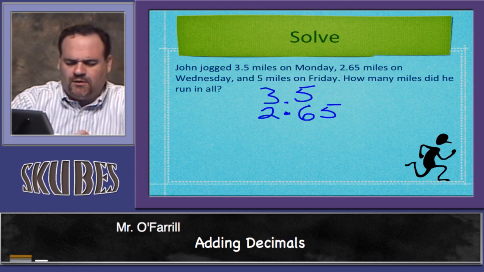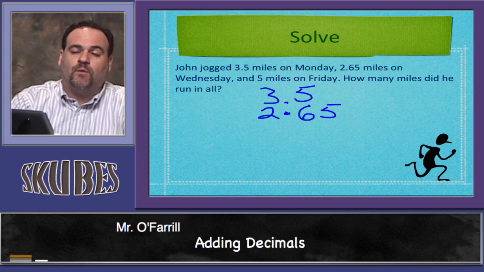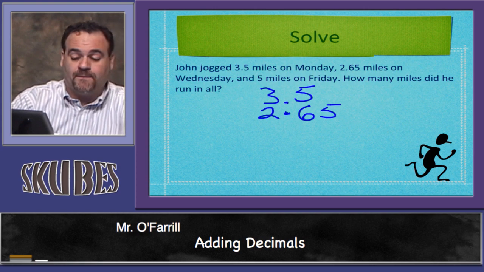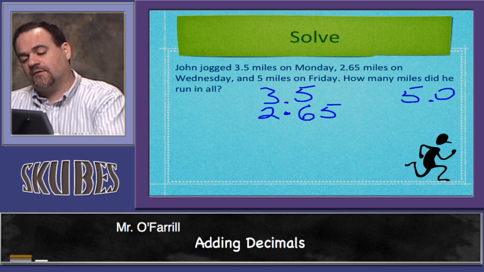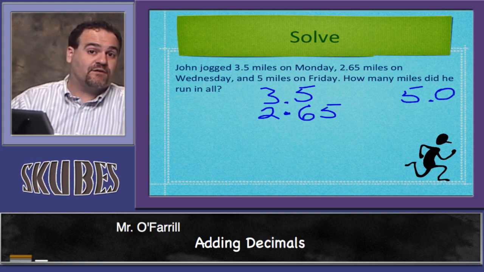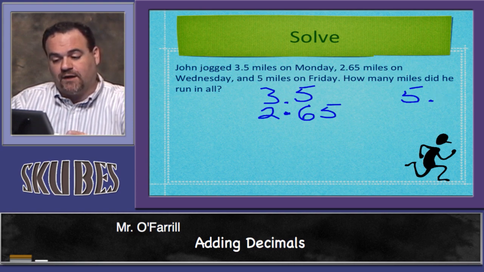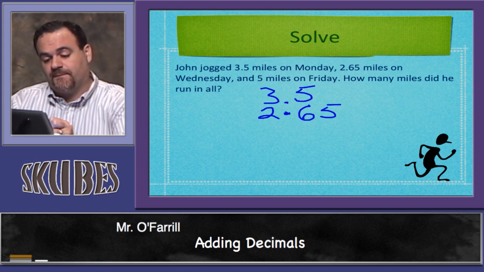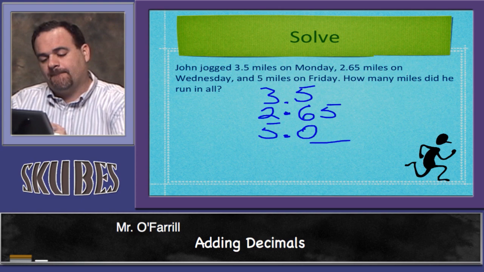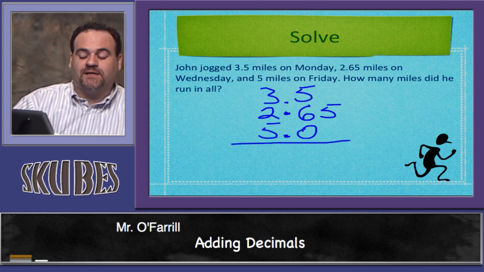Where is the decimal on this number 5, though? Well, number 5 is a whole number, so you can remember that a 5 by itself is the same thing as a 5.0, or that number 5 is directly to the left of the decimal point. Now that we have the decimal points lined up, we can just add them together.